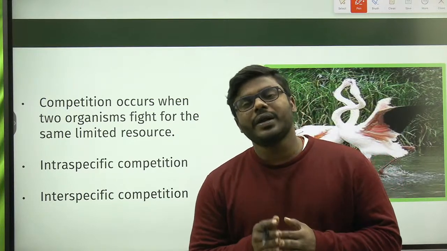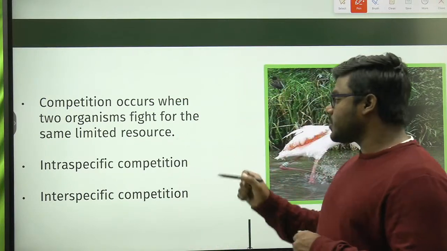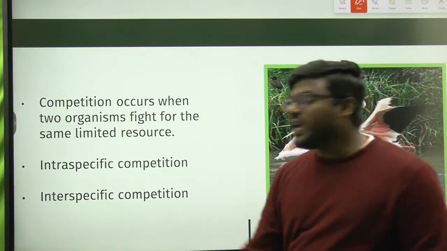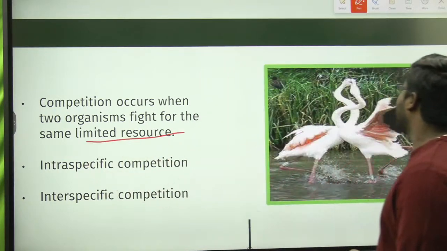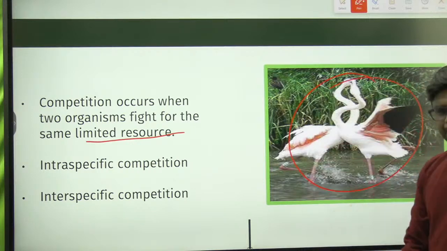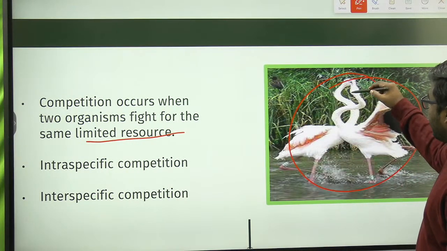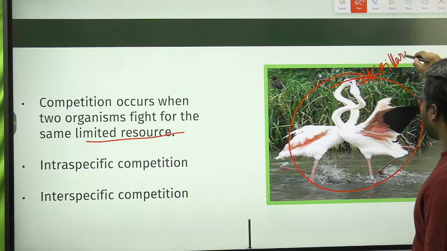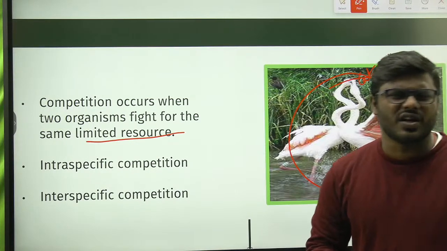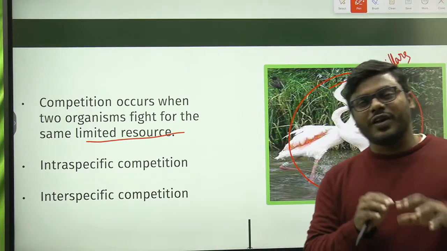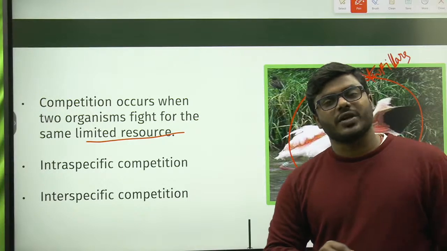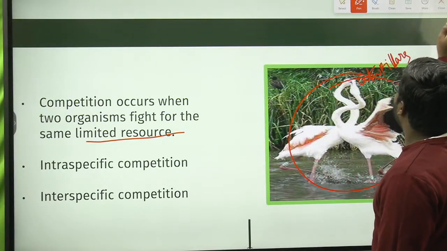Competition occurs between species when two organisms fight for the same limited resources. See, you can see the picture. For example, both of these are eating caterpillars, or some small insects. So when both are fighting for the same resource, obviously it leads to what, friends? Competition. And we all know this very well, we already read it.